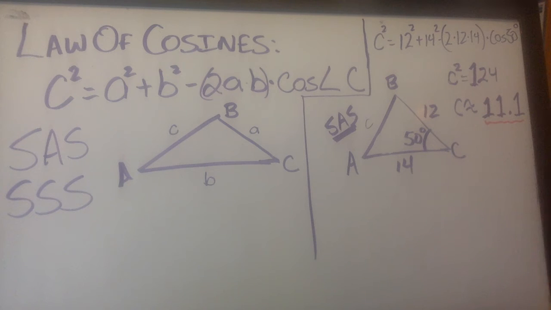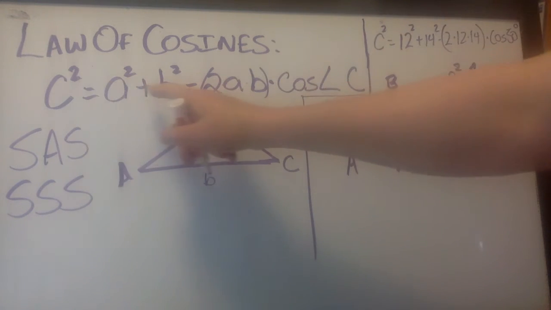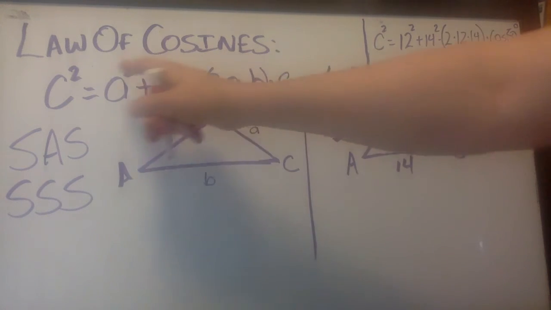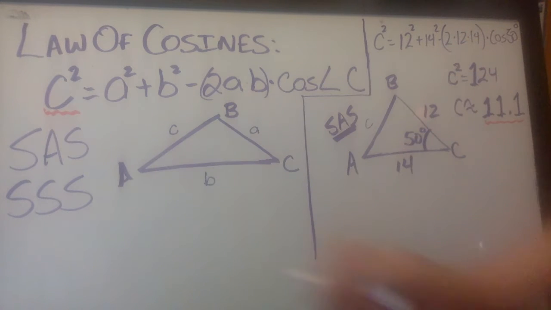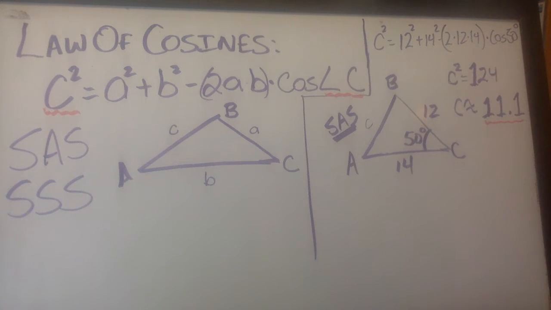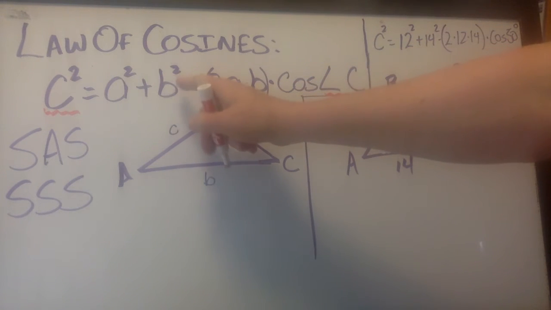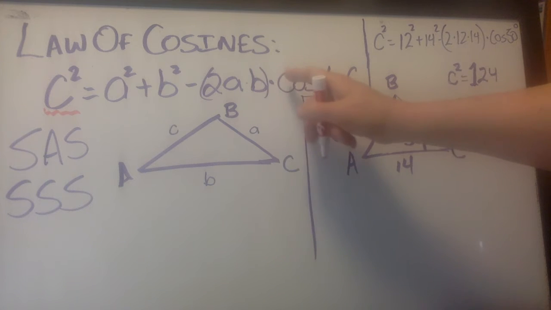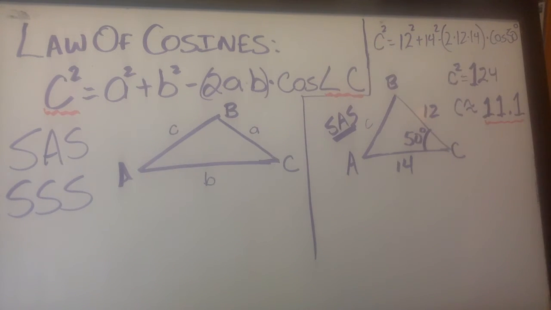Now, if angle C is not given and angle A is given, just move the C to one of these and rearrange the letters. The key is that this side matches that angle. So it could be a squared equals b squared plus c squared minus 2 times b times c times the cosine of angle A. If A is here, then A is here. That's one of the important things.